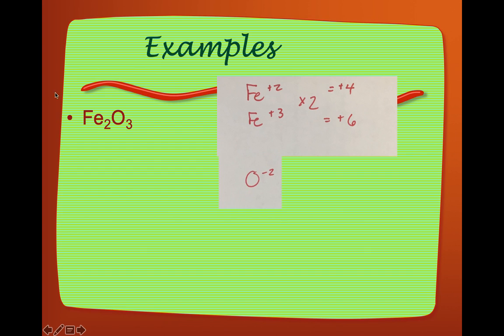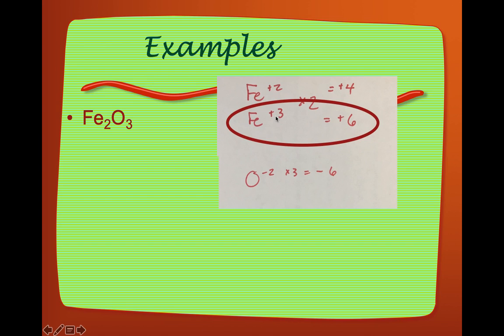Well, how am I going to know which one? Well, remember, oxygen always has a -2 charge. That doesn't change, but you have 3 of them. So 3 times -2 is -6. So that means that I need it to be the iron 3 +6 to balance the -6. Having two iron 2s wouldn't balance it. That would not be a stable compound. So then the final name for this would be iron 3 oxide.